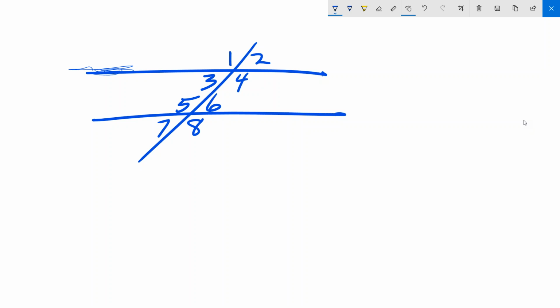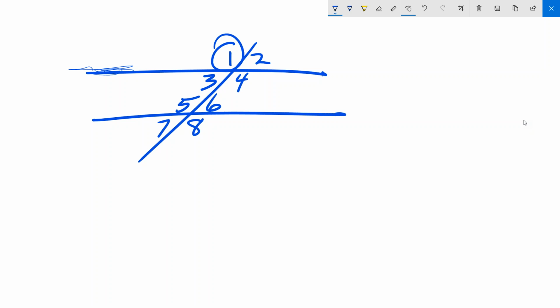Okay. So what is angle 1 equal to? All of them. Angle 1 is equal to angle 5. Okay. What else? Also equal to 8. Okay. What else? And also equal to 4. You got it. What's angle 2 equal to? Angle 2 is equal to 3, 6, and 7.